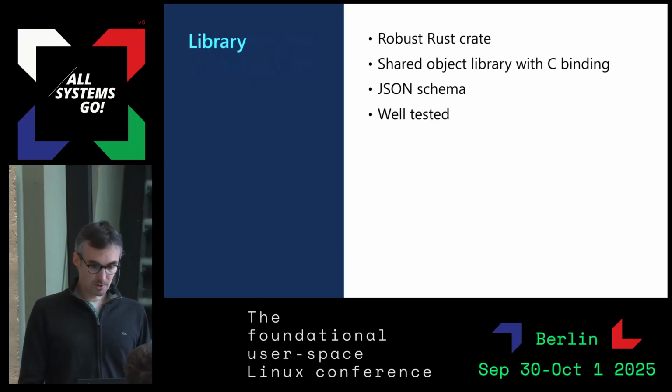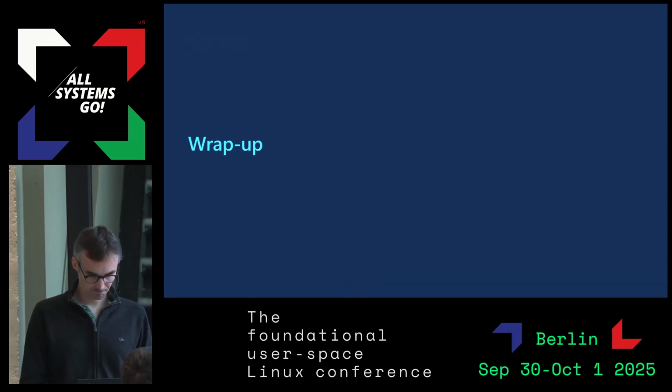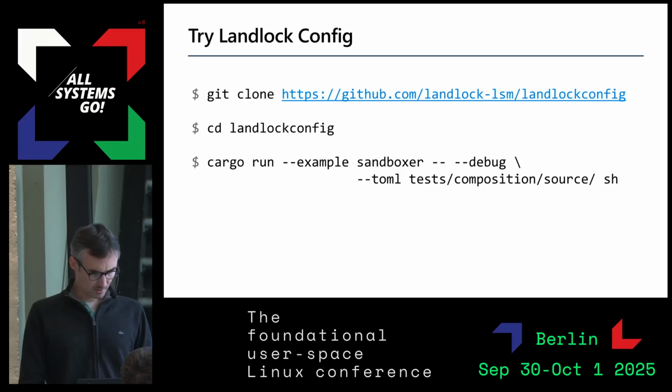Landlock config is a Rust library, so it is written in Rust, but it has a C binding and shared object for any C code to use, which is used in this systemd implementation, and it is well tested with a JSON schema and a lot of tests. So let's wrap up a bit.